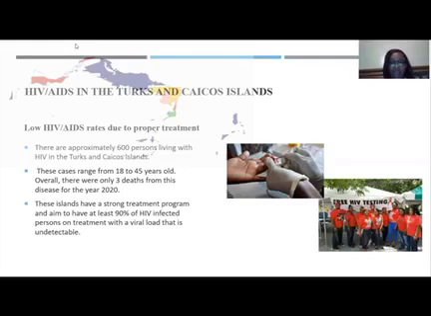I encourage everyone to go and get tested and always practice safe sex. This is Tiana McIntosh for the Leading HIV group.